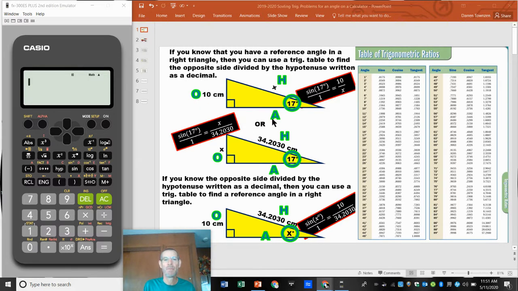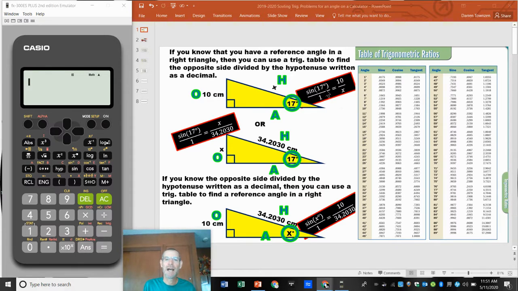So in this problem, I know the opposite is 10, and I know the hypotenuse is the variable that I'm looking for. So when I go to write the equation, opposite and hypotenuse is going to give me sine. So my equation is right here. The sine of 17 over 1 equals 10 over x, the opposite over the hypotenuse.